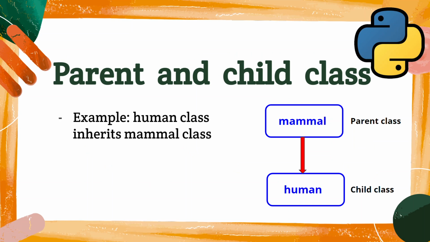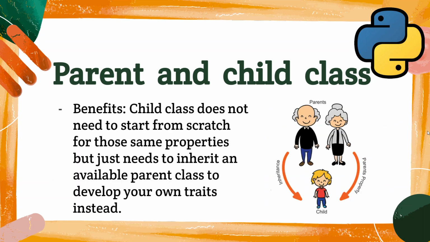Here is another good example to explain how to apply parent class and child class. Human is a kind of mammal, so human can be a child class that inherits mammal class as parent class. The benefits of child class is to take advantage of the available properties from the parent instead of starting from scratch for those same properties, which saves time. By inheriting parent class, you are ready to use those same properties and are able to develop your own traits that are different from your parents. For this example, this child shares the same smile and round face as your parent, but develops his own traits such as blonde hair, outfit preference, and so on.